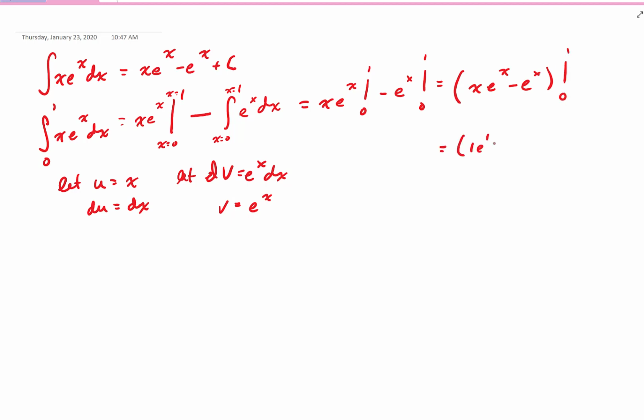We get 1 e to the first minus e to the first minus parentheses 0 e to the 0 minus e to the 0. If we clean this up, we get e minus parentheses 0 minus 1, where this cleans up to 1. So there's an example of using integration by parts with limits of integration.